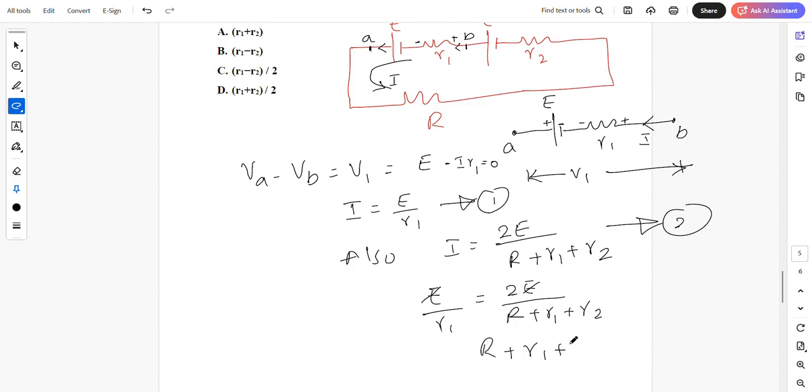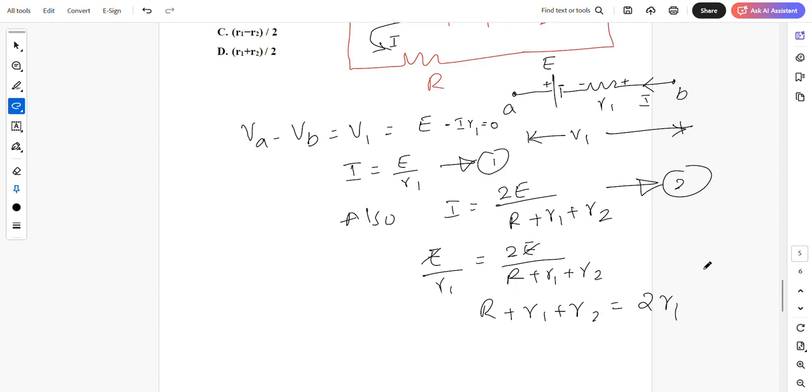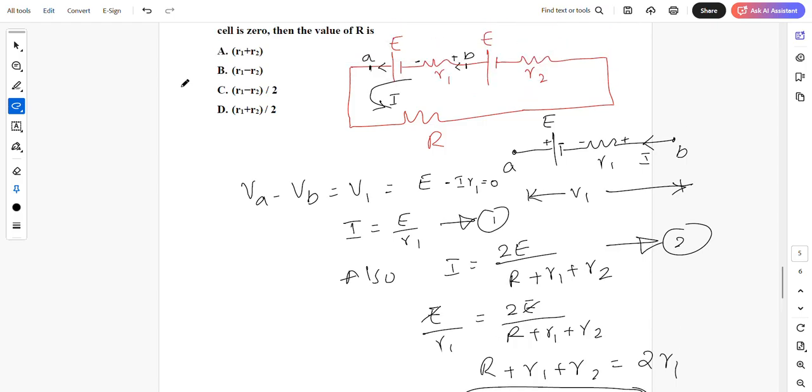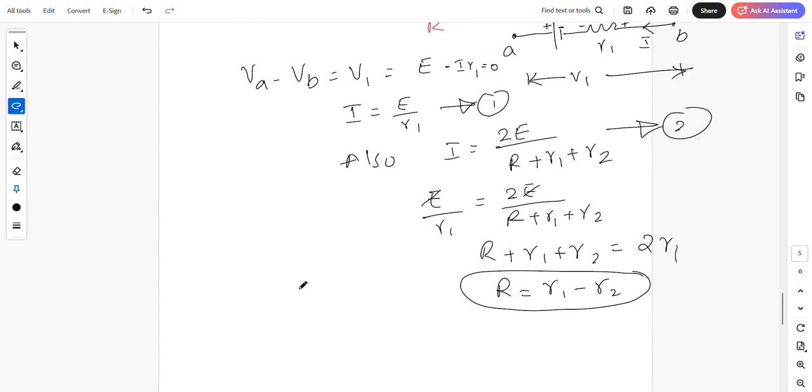R plus R1 plus R2 is equal to 2R1. Now I can write R is equal to 2R1 minus R1, which is R1, minus R2. Capital R is equal to R1 minus R2, which is the right answer for the value of resistance. Hope you understood. Be careful while calculating the terminal potential difference. We'll go to the next problem.